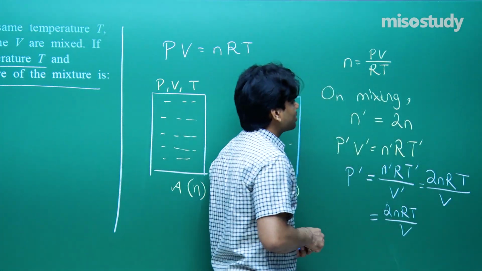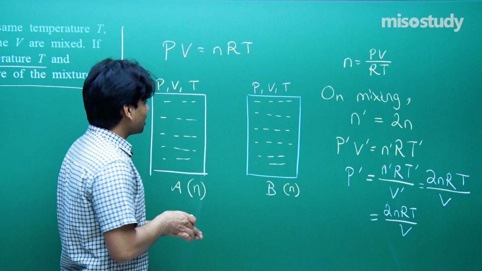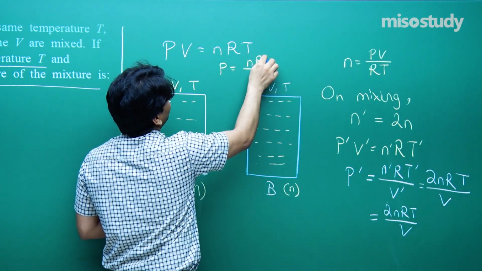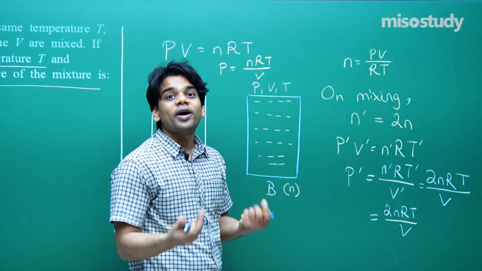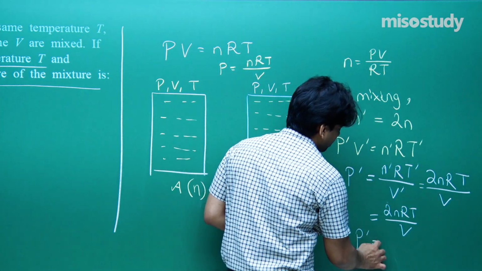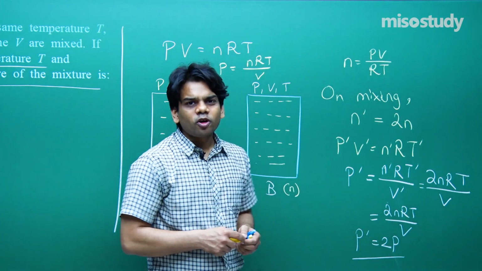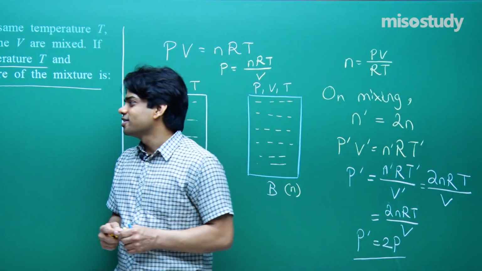That's quite obvious. Initial pressure was given as nRT by V. You can see that initial pressure, if I write here, initial pressure is given by nRT by V. So final pressure P dash will become twice the initial pressure. So let me write down, final pressure will become twice of initial pressure. That's quite obvious. We got a relation between the final pressure and initial pressure. Let's go and check the options.